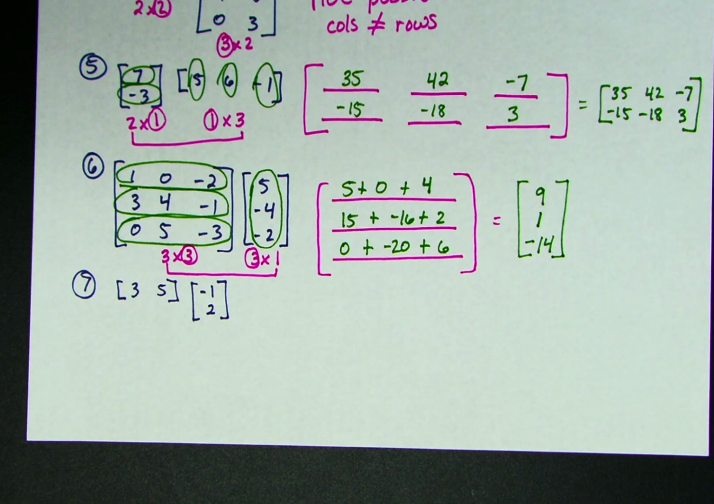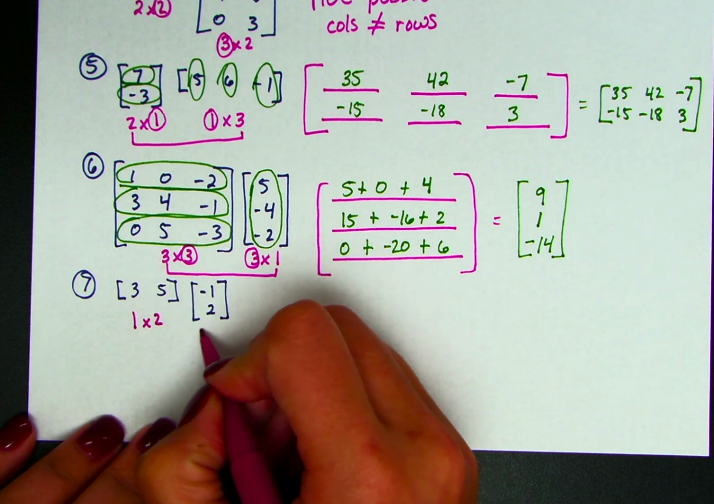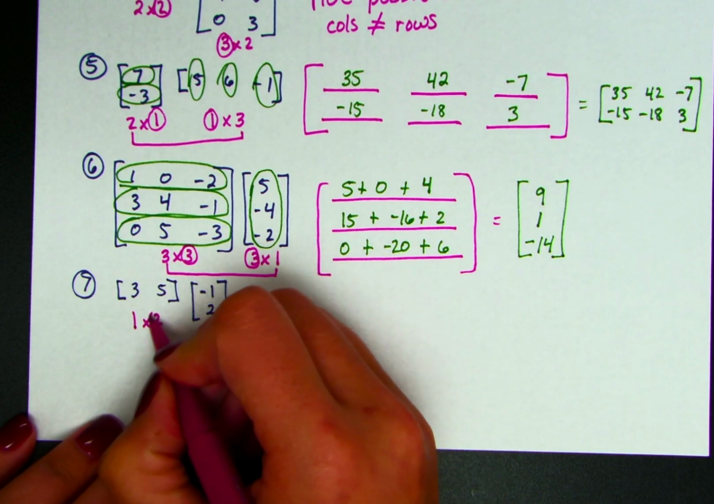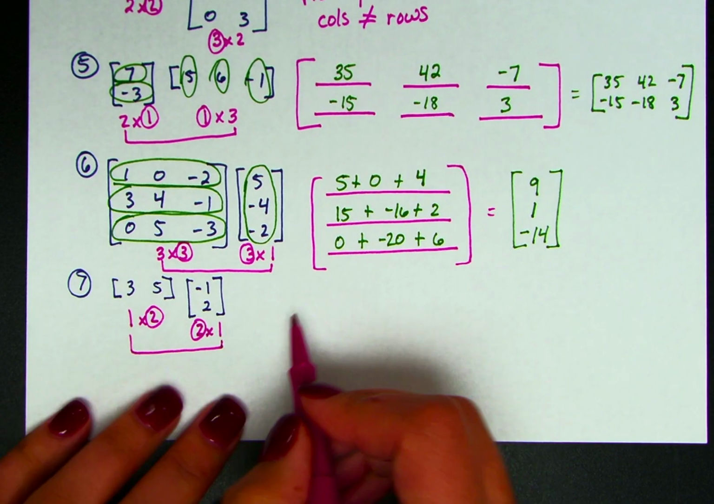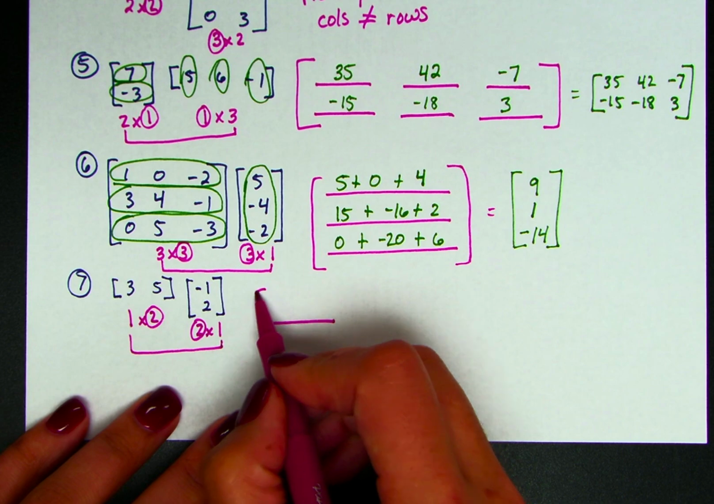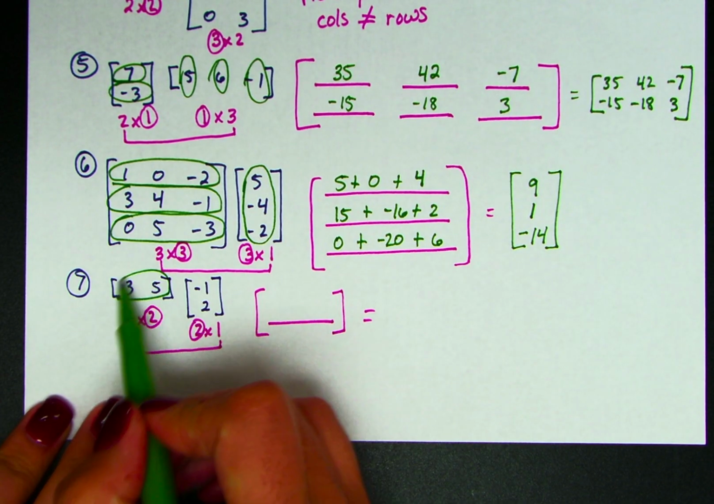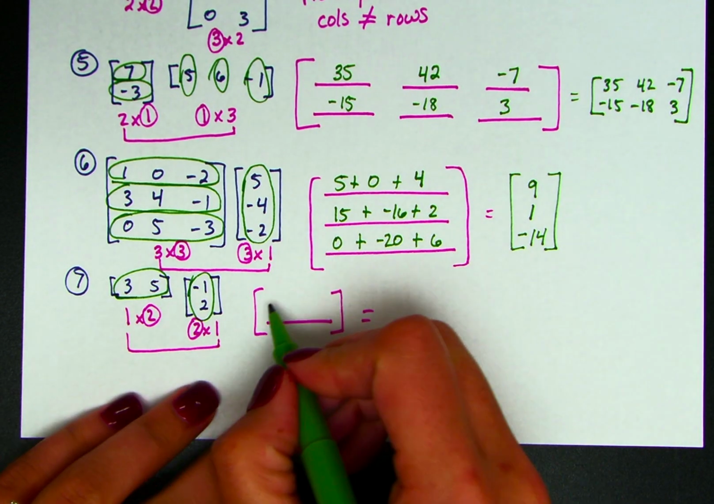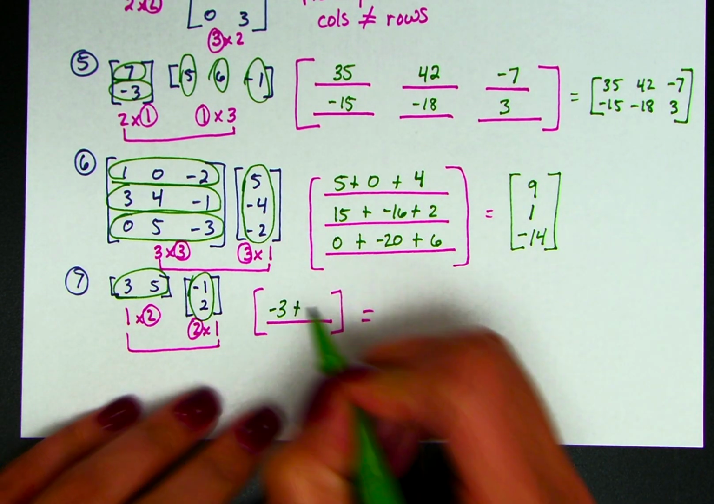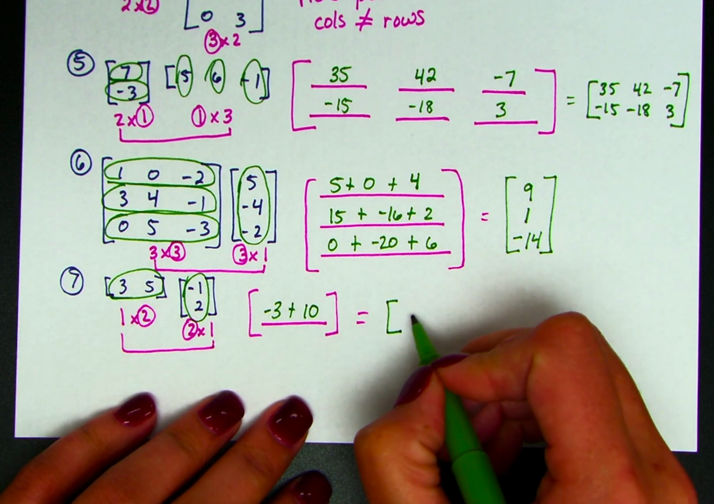All right, last example. 1 row, 2 columns, 2 rows, 1 column. So my inside numbers match. So that means I'm going to have 1 row and 1 column. So that is possible to happen. Okay, so again, multiplying the row and columns. So 3 times negative 1 is negative 3, plus 5 times 2 is 10, and then we would combine that to get 7.